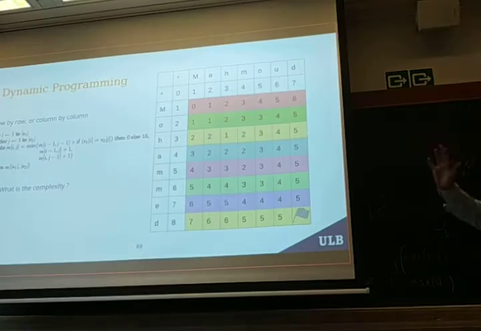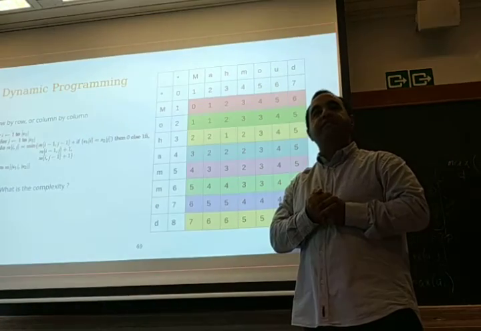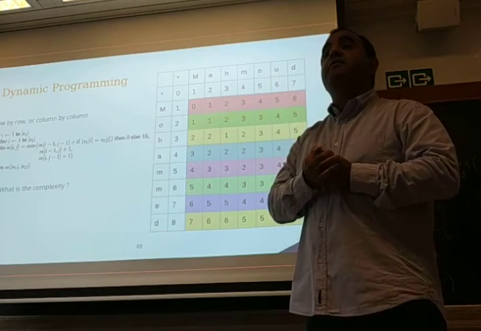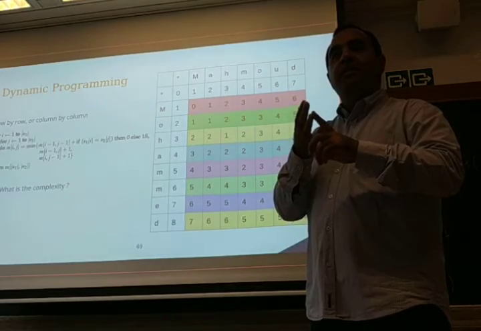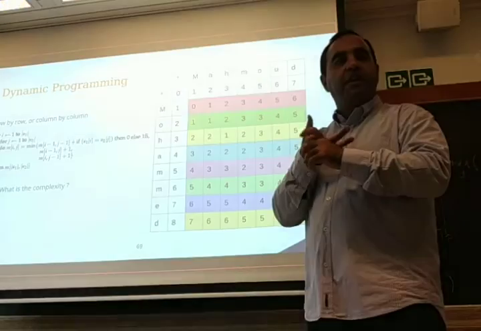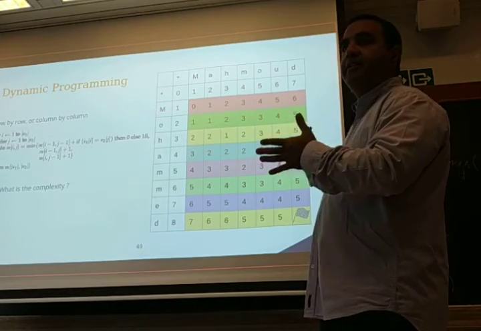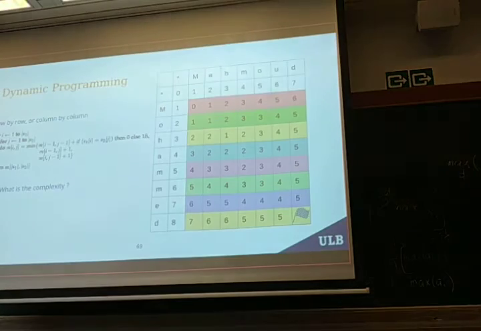Good. Now, what is the complexity of this dynamic programming variant? M times N. This is the space complexity and also the time complexity. Right? We still use the matrix and we still do M times N computation. But we do no backtracking.